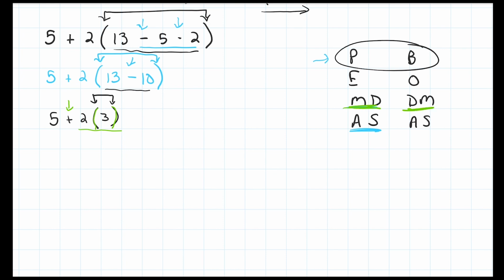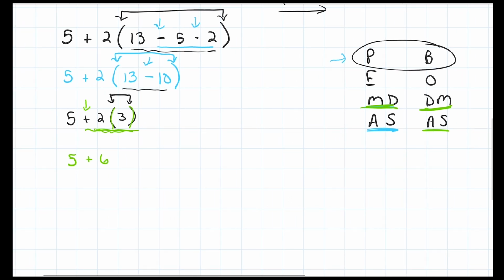Multiplication and division, or division and multiplication, comes before addition and subtraction. So we're going to do this multiplication first. We have 5, and then we have a positive 2 times a positive 3, which will give us a positive 6. The only operation remaining to us is this addition. 5 plus 6 gives us 11. The proper answer for this problem, 5 plus 2 times 13 minus 5 times 2, is 11.